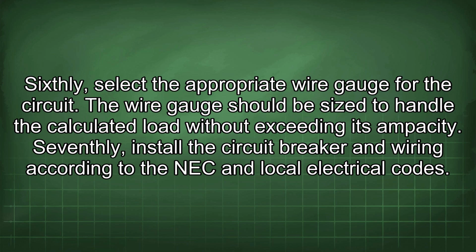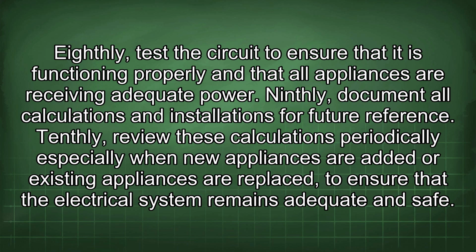Seventhly, install the circuit breaker and wiring according to the NEC and local electrical codes. Eighthly, test the circuit to ensure that it is functioning properly and that all appliances are receiving adequate power. Ninthly, document all calculations and installations for future reference. Tenthly, review these calculations periodically, especially when new appliances are added or existing appliances are replaced, to ensure that the electrical system remains adequate and safe.